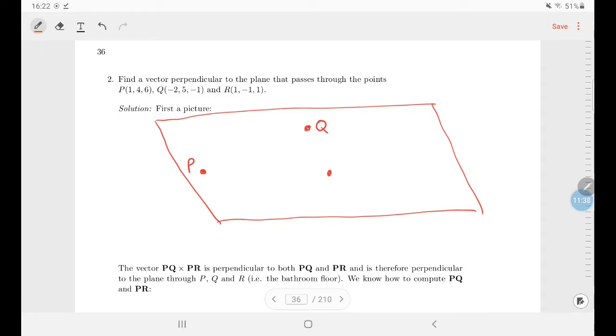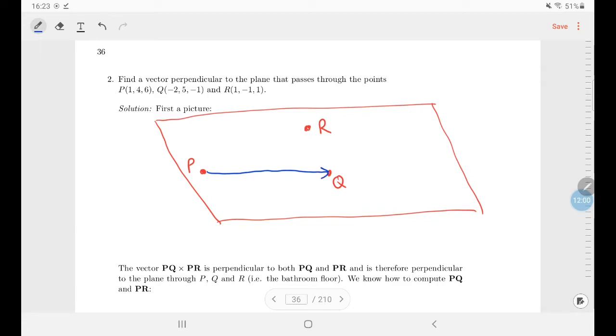I'm actually going to change it just to make more sense with the right hand rule. Q, or it doesn't really matter. So find a vector perpendicular to the plane that passes through the points. If you want something perpendicular to this, you can look at the vector, say P to Q, which is a vector in this plane.